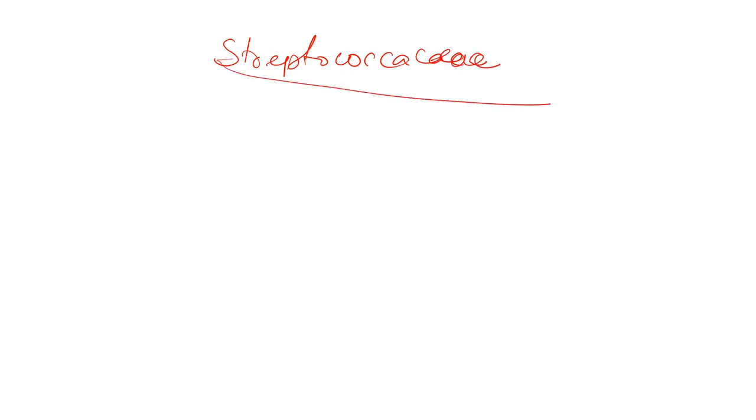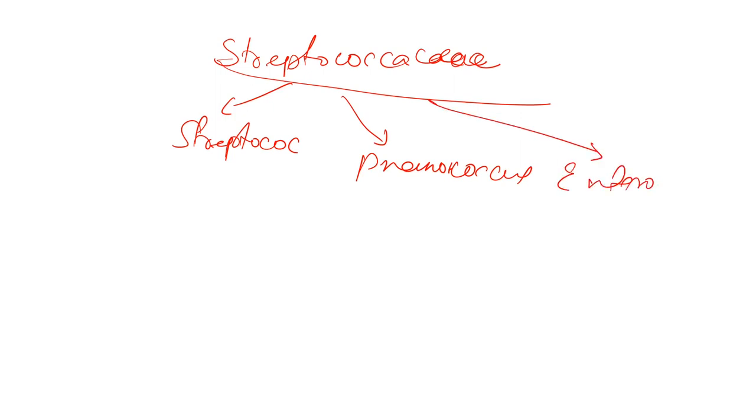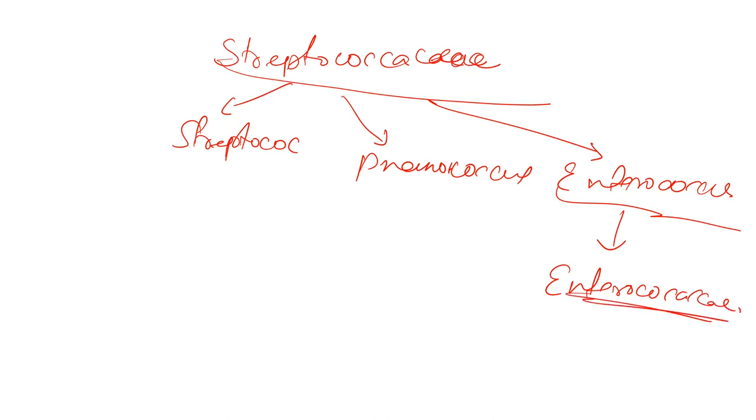The topic we are going to discuss now is Streptococcus. Which bacteria come under the Streptococcus group? Streptococcus, pneumococcus, and enterococcus, but enterococcus has now been given another group. So now only Streptococcus and pneumococcus are included in Streptococcus.